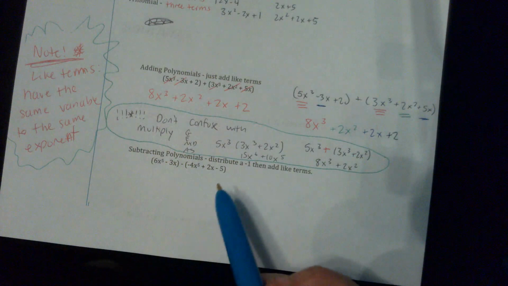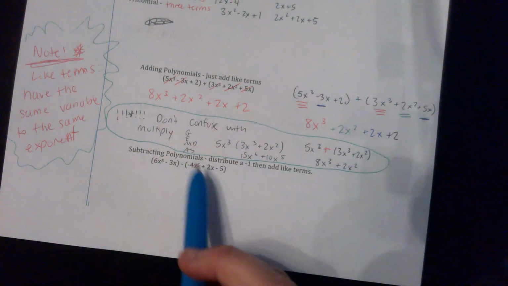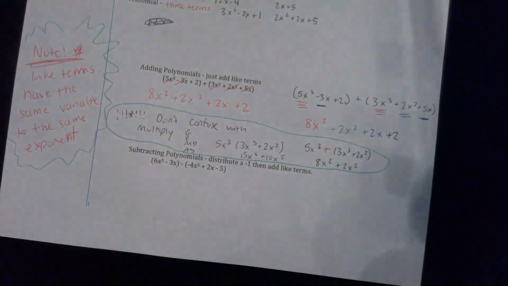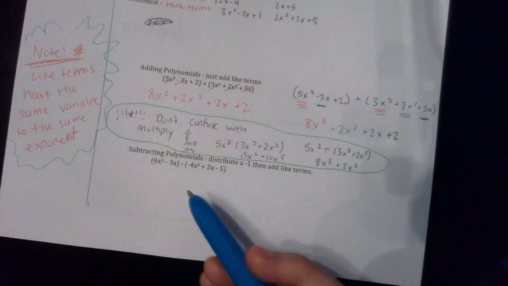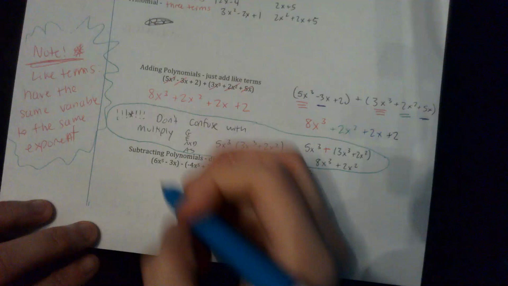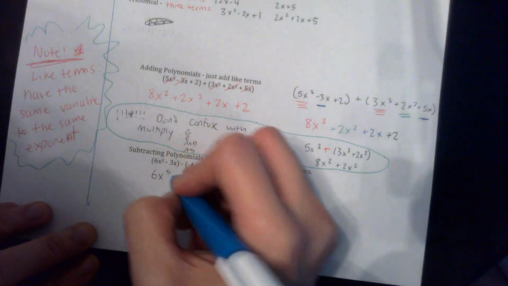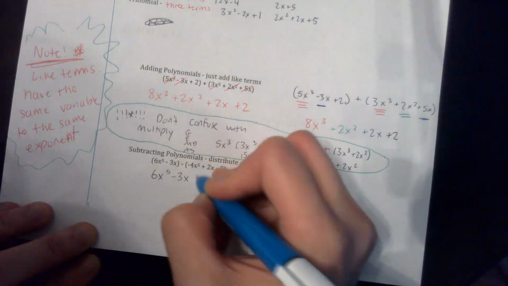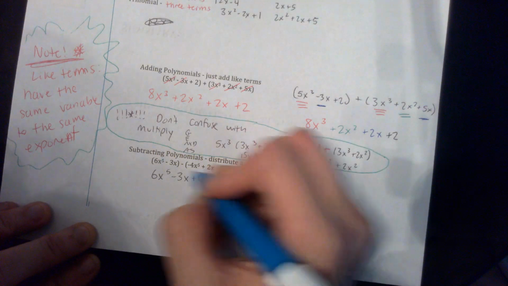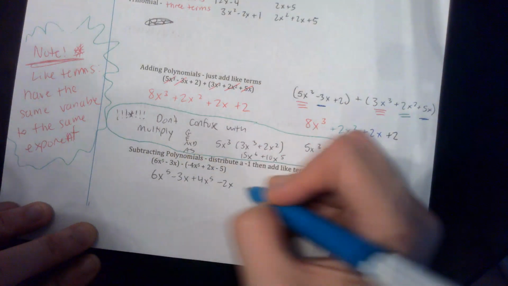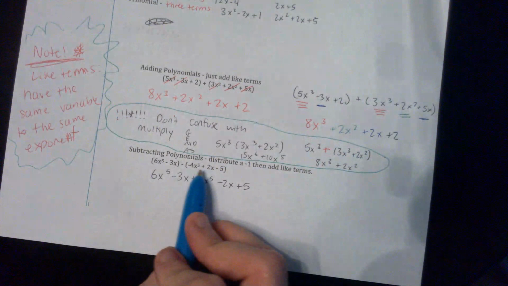Okay, and then subtracting polynomials, you can distribute a -1 and then add like terms. So it's very, very similar. You just have to be very careful with the negative. All right, so I'm going to rewrite this. We have 6x to the 5th minus 3x. Minus minus becomes plus. Minus plus. So pretty much every sign in here, we're just switching.